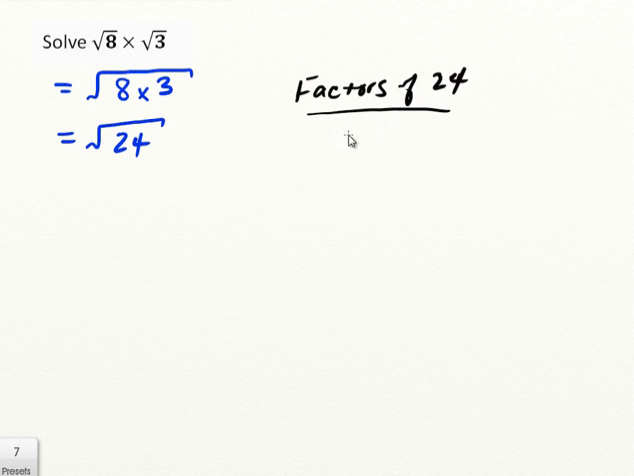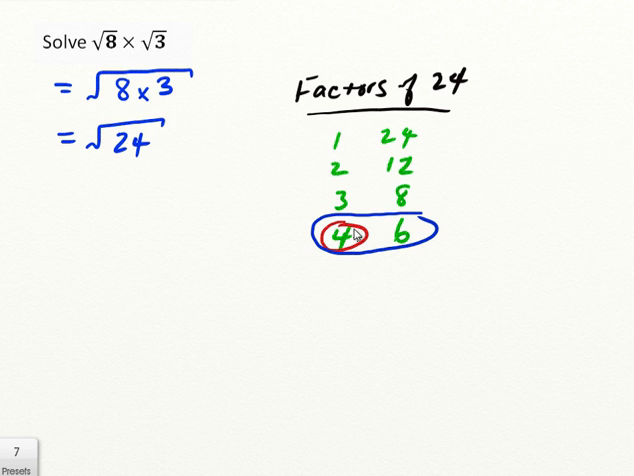And so let's go hunting for some factors of 24. The factors of 24 are 1 and 24, 2 and 12, 3 and 8, and 4 and 6. Once we've identified all the factors, we go through and hunt for some perfect squares. There is a perfect square, and that's 4. So the fact that we were able to find a perfect square means that we can use this pair of values to replace the 24.